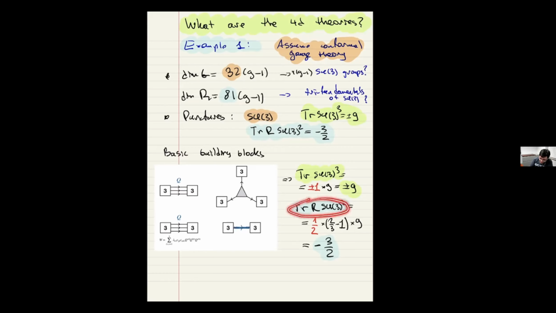And also this anomaly, trace R SU3 squared, when you compute it for this type of SU3, gives you exactly minus 3/2. You have a half coming from SU3 squared from fundamentals, then the R symmetry. Here we think of these fields as free fields, so the R charge is 2/3, and you get 2/3 minus 1, and each such SU3 has 9 fields, so you get minus 3/2 anomaly. So we conjecture that to build the theories which will result in these compactifications, we need to gauge SU3 symmetries, and the blocks that we need to use are these trifundamentals of matter.